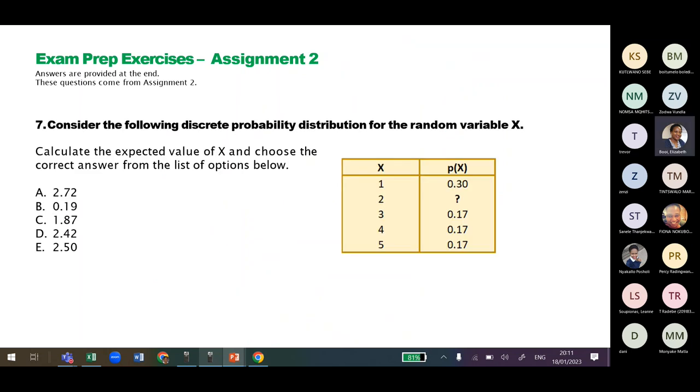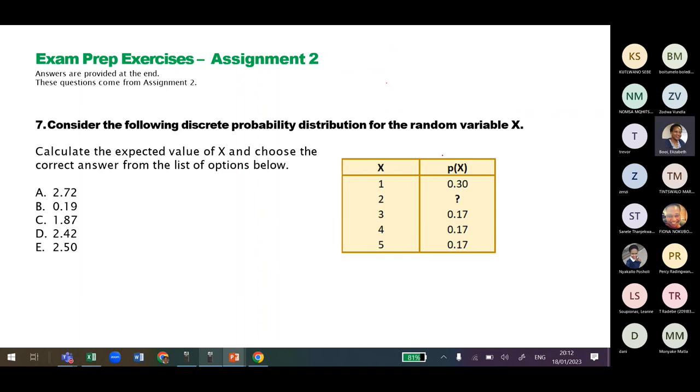Okay, so going on to question number 7. Consider the following discrete probabilities. Like I said, you will be given a table that can either be horizontal or vertical. So it can be like this, X with its corresponding probabilities, or like this. It doesn't really matter how the table they have given you looks.